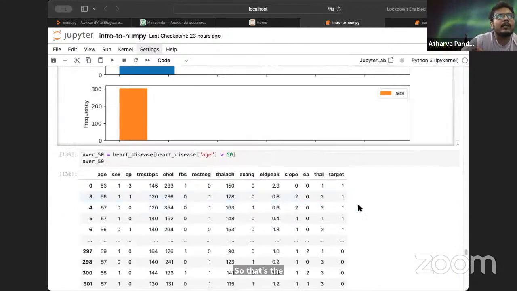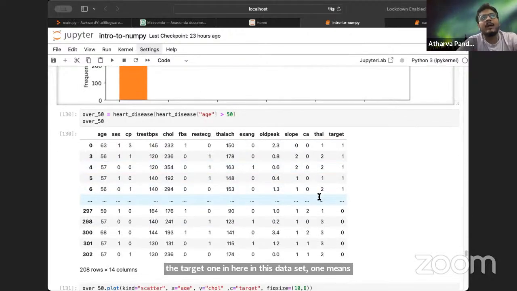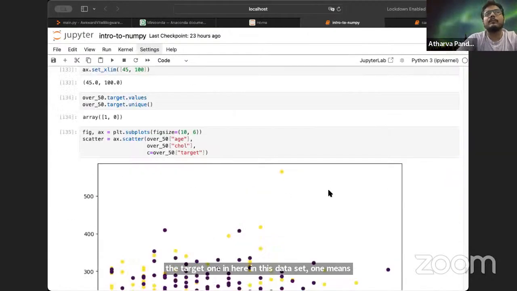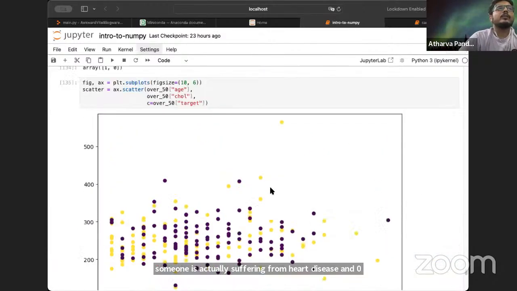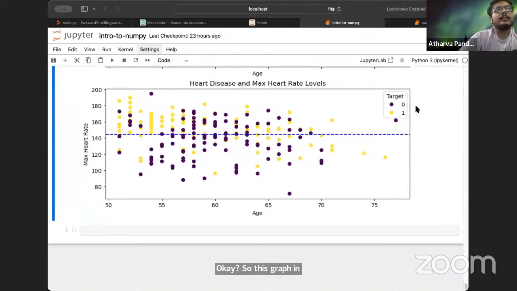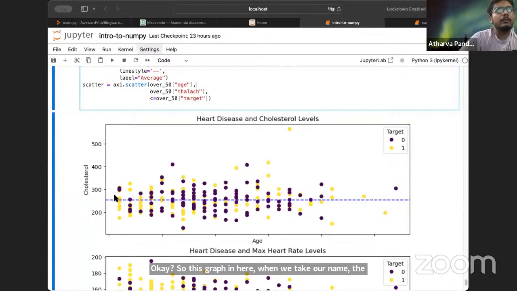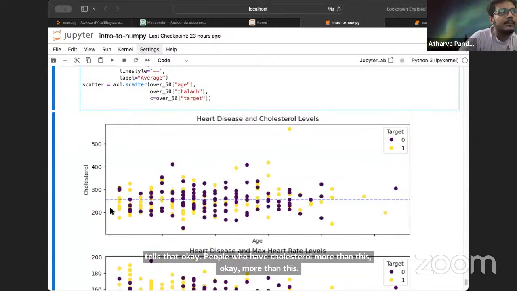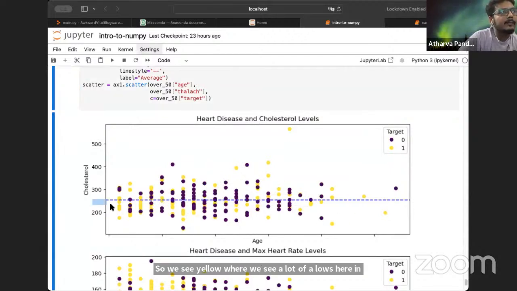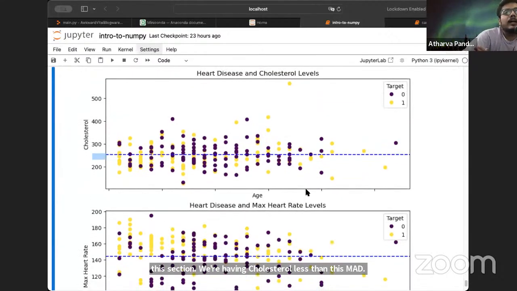The target in this data set, one means someone is suffering from heart disease, and zero means they are not suffering from heart disease. So when we take out the mean, this graph tells us that people who have cholesterol more than this, we see a lot of yellows in this section. They have cholesterol less than this much, so they are technically shown to have heart disease.